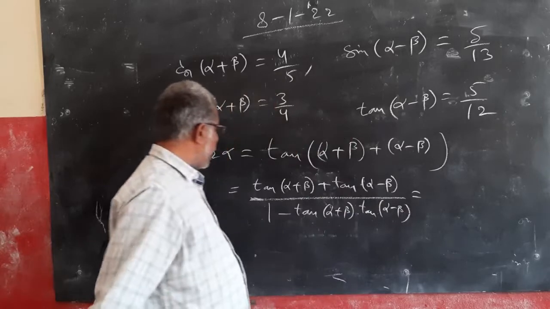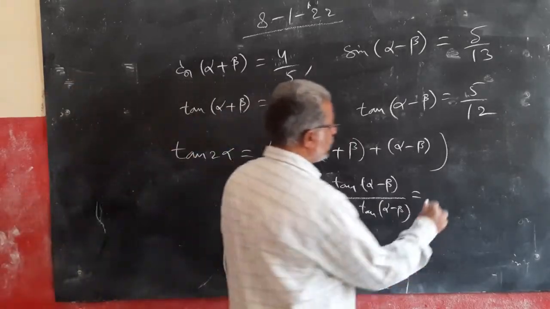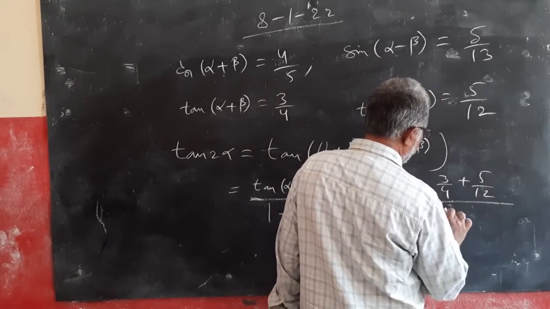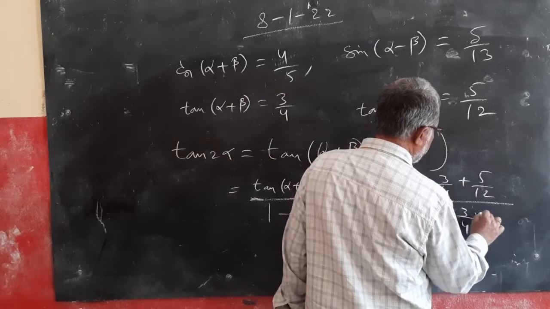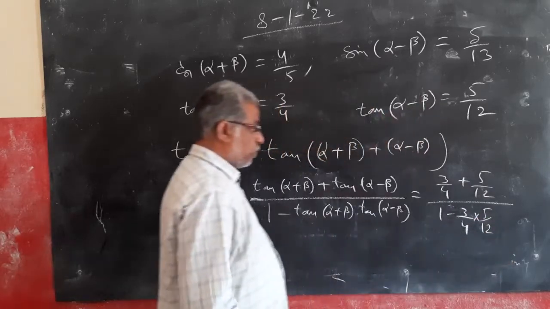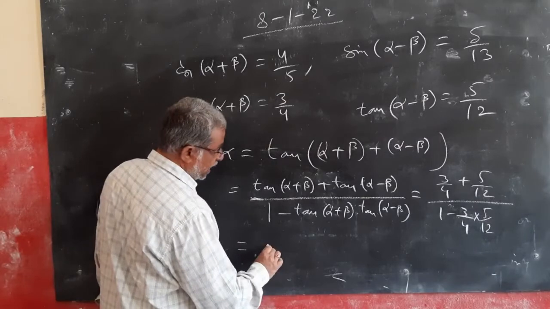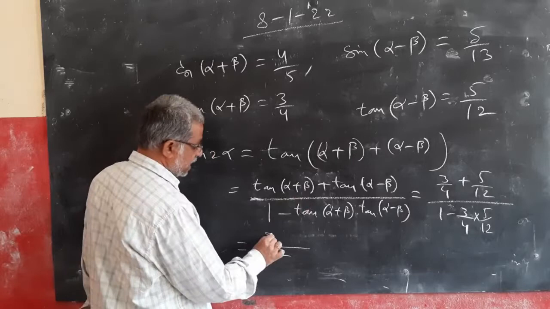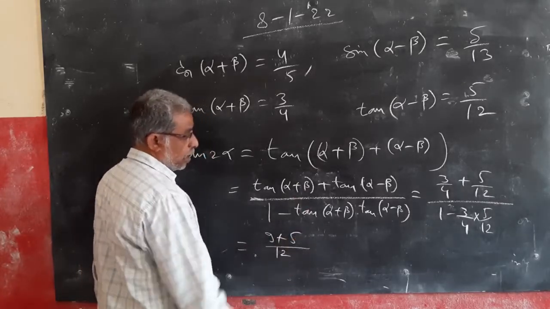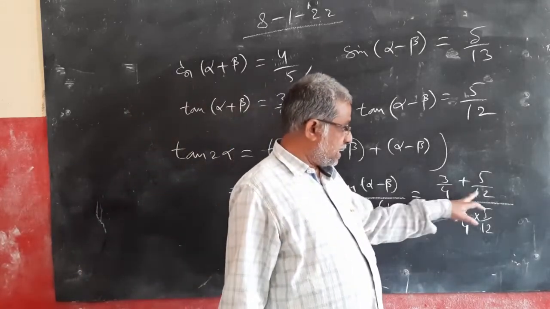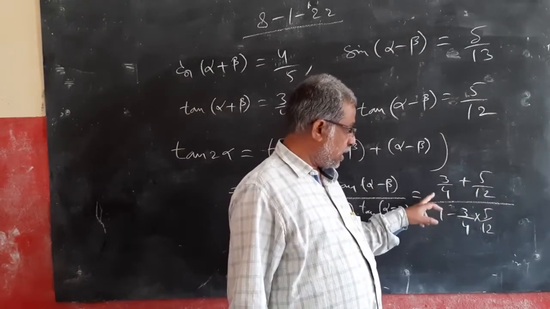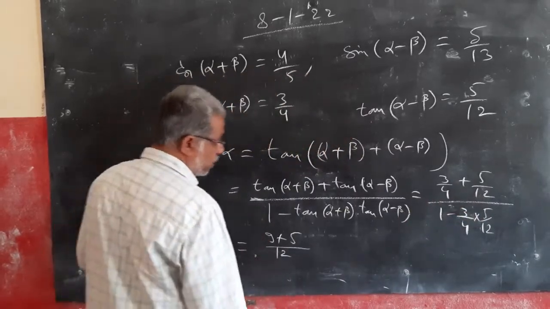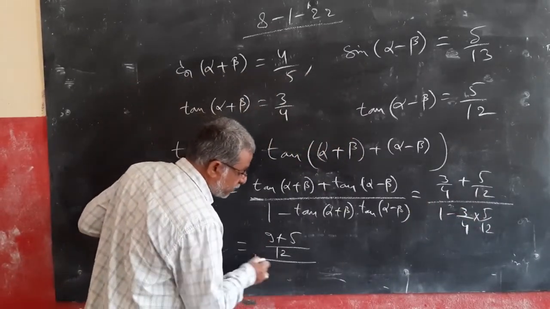By simplifying this value, tan of alpha plus beta I have 3 by 4 and this is 5 by 12, by 1 minus 3 by 4 into 5 by 12. So what is the final result? If I take the numerator LCM, it is 12. This becomes 4 plus 3 times, 3 3s are 9 plus 5. Here the LCM is 12 because I have 4 and 12. So I am taking 9 plus 5 by 12, divided by the LCM of the denominator.